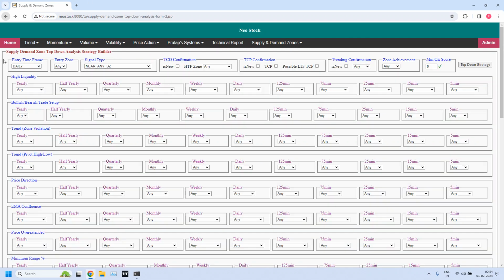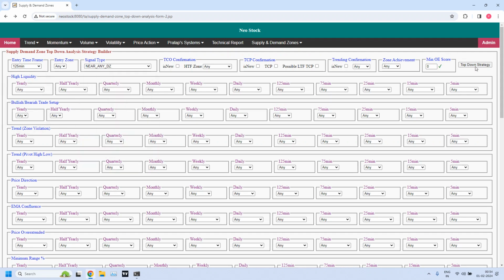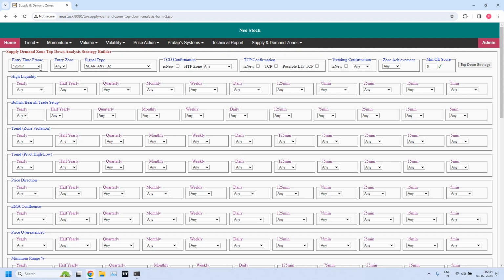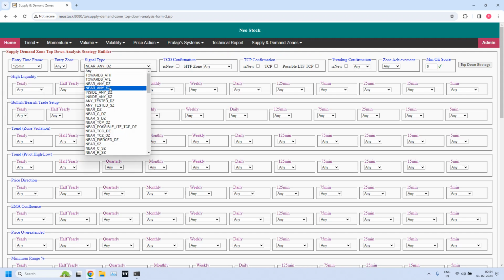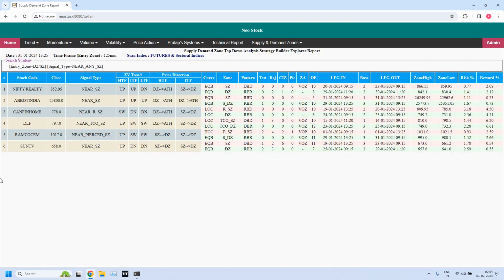So let's go back. Let us change the time frame to 125 minutes and let us find the stocks near 125 minutes demand zone. So 8 stocks are filtered. So let me go back. For 125 minutes time frame, let us find the stocks near 125 minutes supply zone. 6 stocks are filtered.